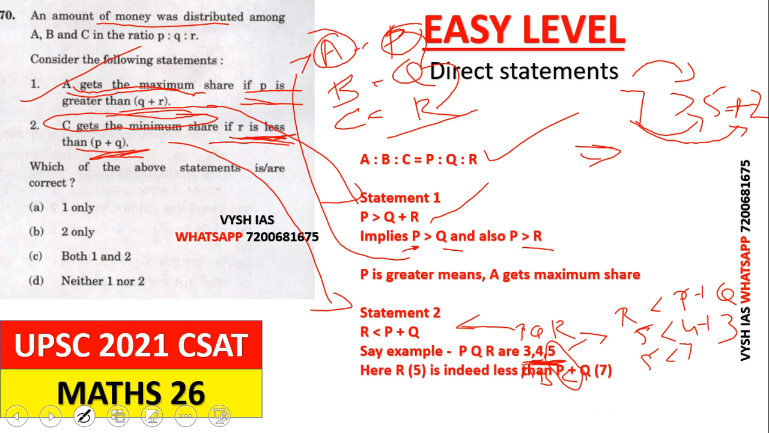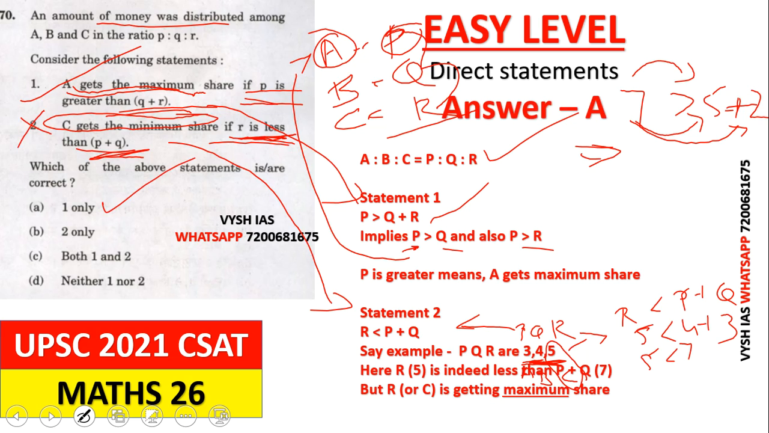So R5 value is indeed less than P plus Q7, that we know. But R or C is getting the maximum share in this example. So that means this need not be true in all cases. Answer is A, 1 only. Hope you got it. We are just writing the English sentence into mathematical equations and telling the answer. There is nothing rocket science here.